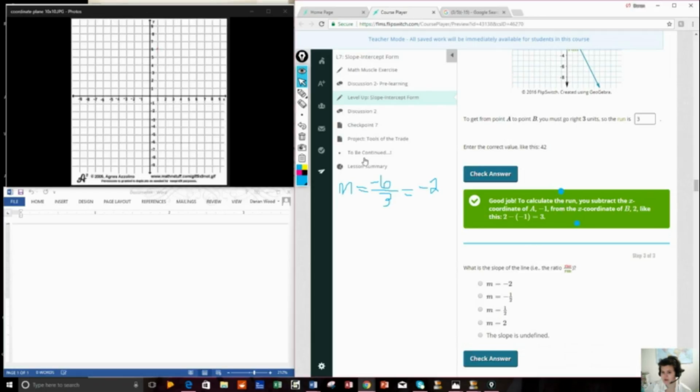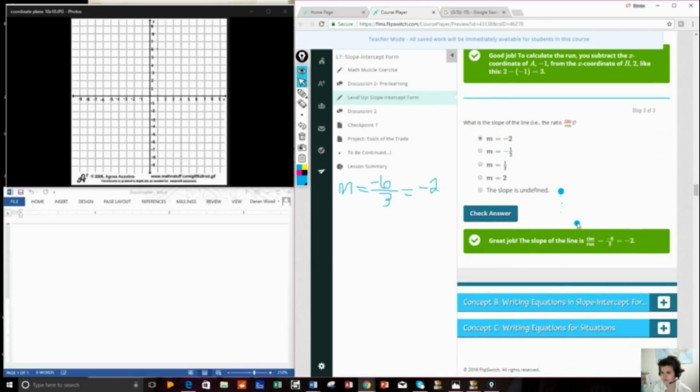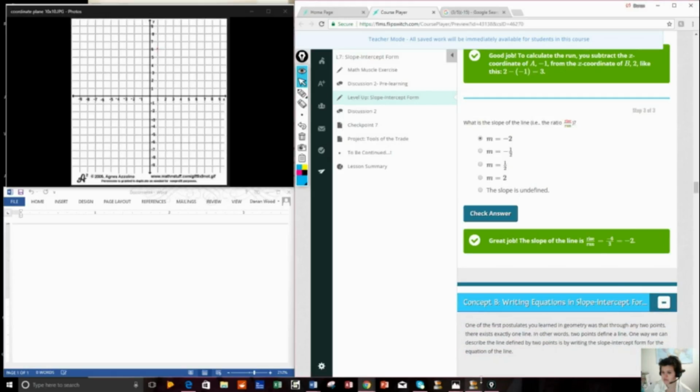Right, so then we already simplified this. What is the slope of the line? Slope is -2. There we go. Alright, let's move on to concept B, writing our equations in slope-intercept form.